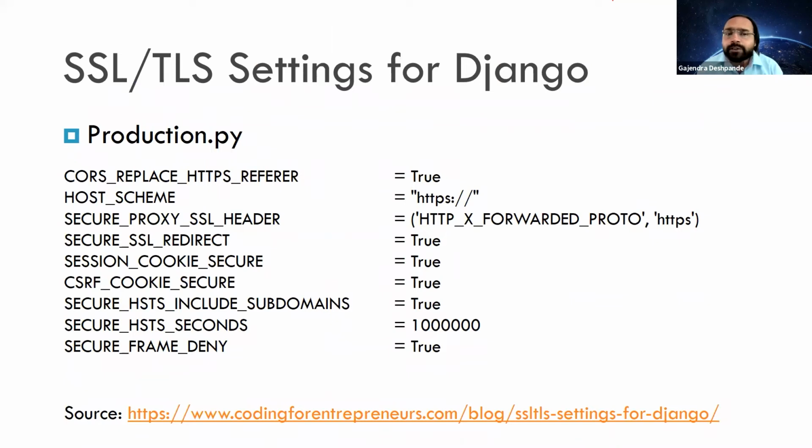Now, if you are going for production of a Django application, you will find a file called production.py. In that file, you need to make these settings. You need to set the host scheme as HTTPS, right? Then you need to forward all the requests to HTTPS, right? Then set most of these things to true, because these are all related to security settings.